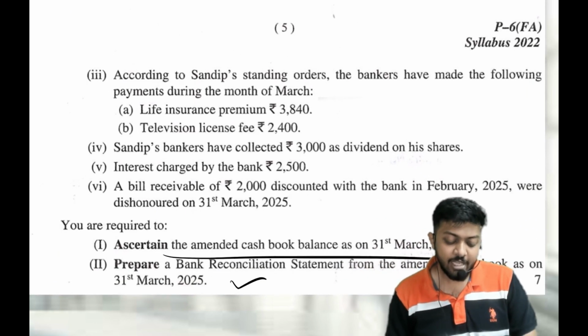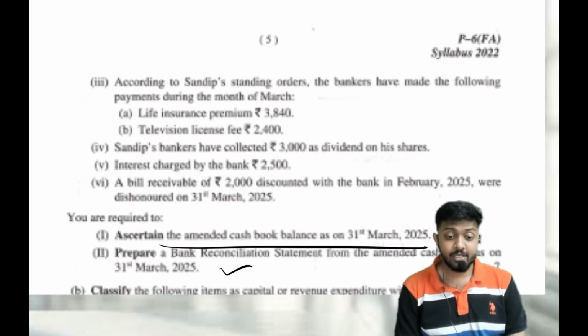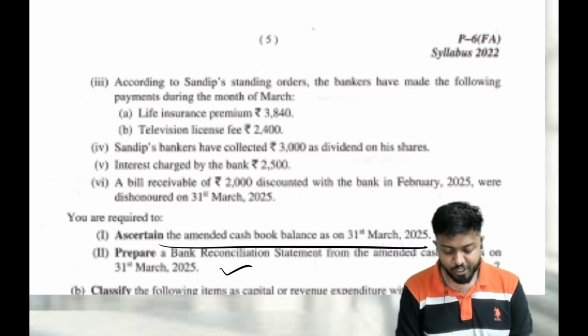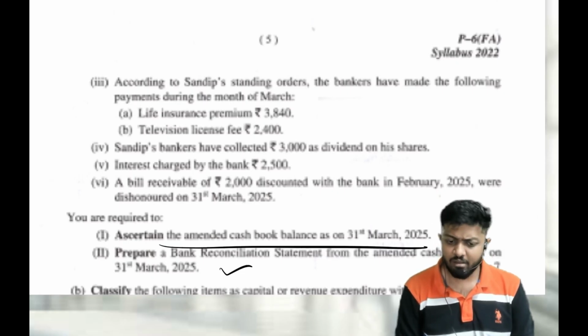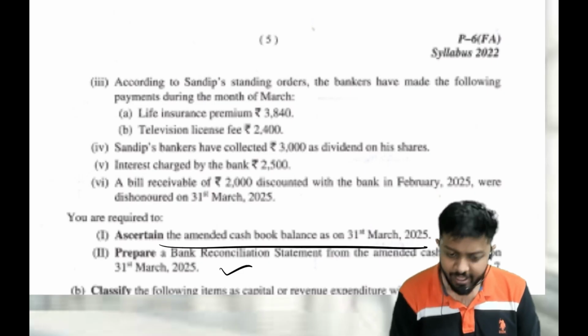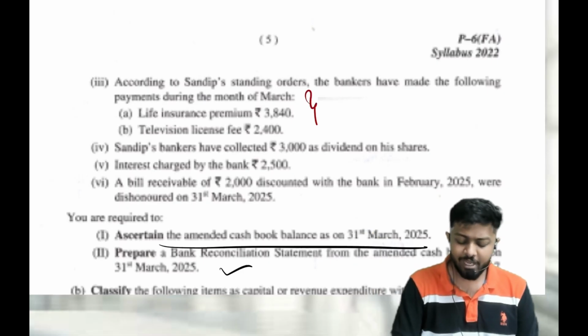Then according to Sandeep's standing orders, the banker has made the following payments during the month of March. Standing orders mean you told the bank to auto deduct the money, and they have deducted it. What all? Life insurance premium and television license fee. They deducted it, and you should have recorded it. Can we record it at least now? Yes, once after seeing the statement, I can record it. Why bring it in BRS? So this will be corrected in the adjusted cash book only.